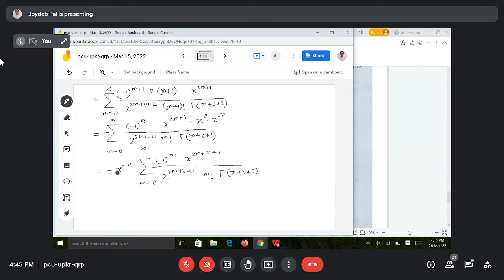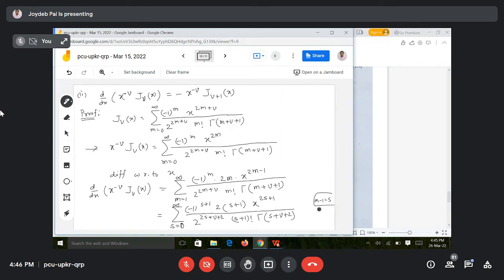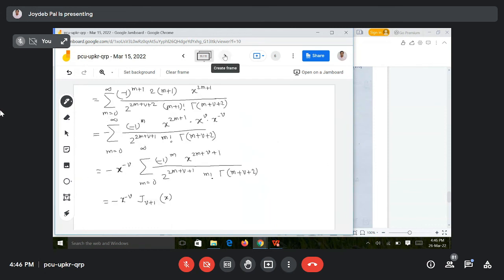Now in the summation format, is it not J nu plus 1? Any doubt? Tell me. Look, compared to the first property, the second property is a bit difficult, because here you have to take this substitution m minus 1 is equal to s, and then you have to adjust to the form of J nu plus 1, right? Done.